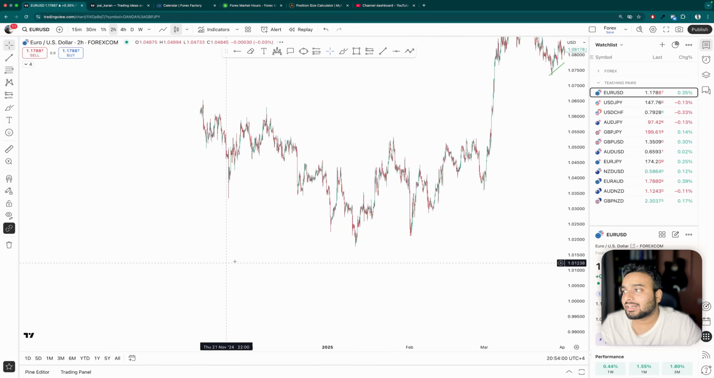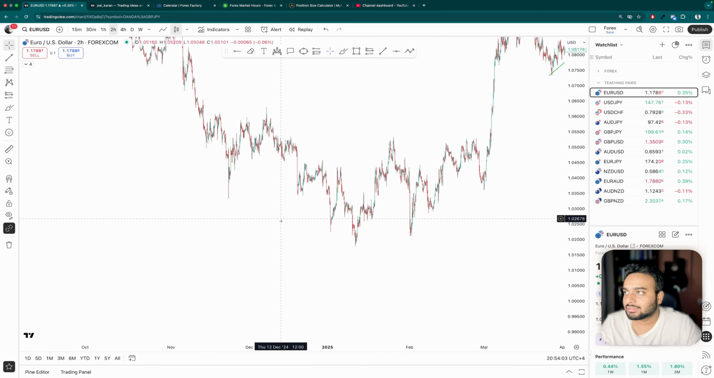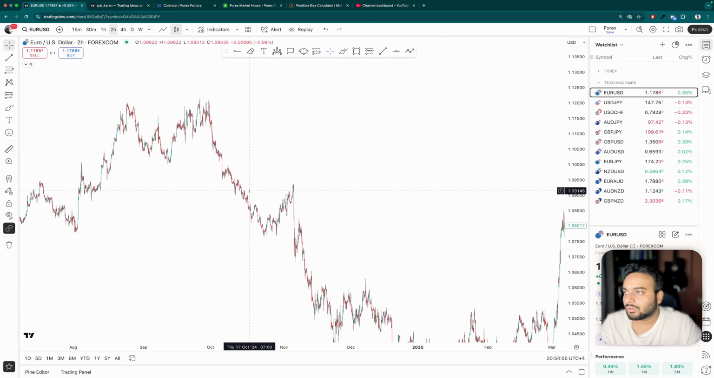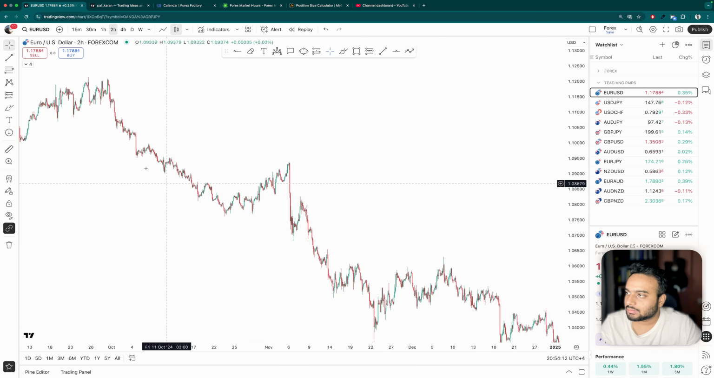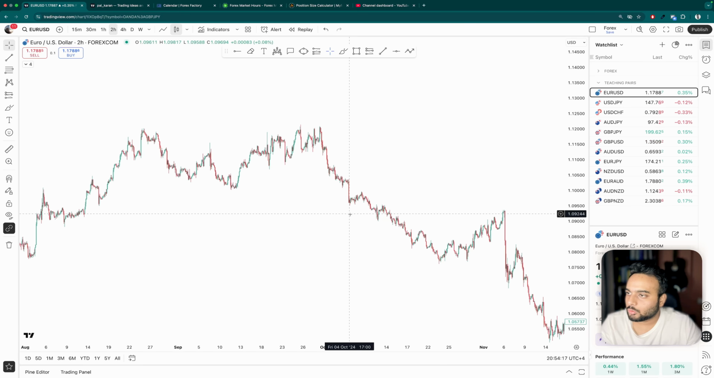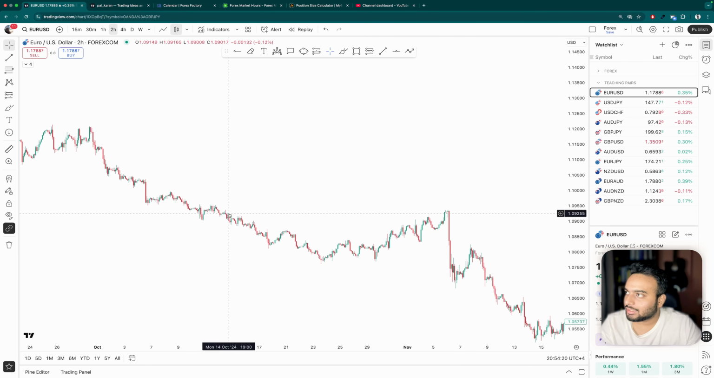And is there a trend in existence? See, this is also a small trend. I can easily see a line connecting. It's very easy. A line connecting right here. Now you might not take a trade right here, but you can easily take a trade right here.